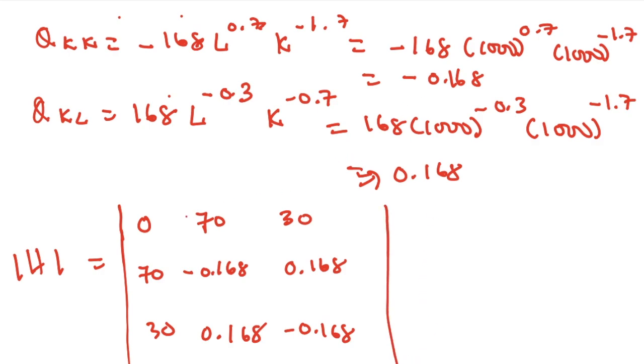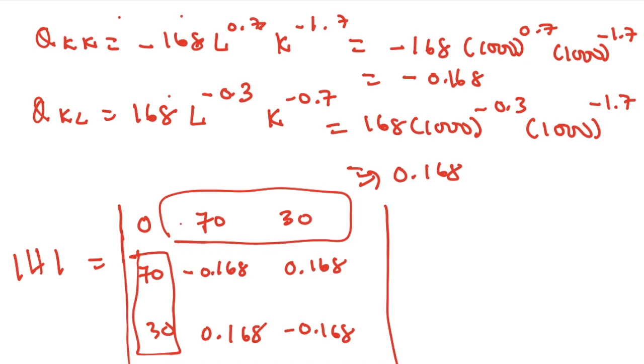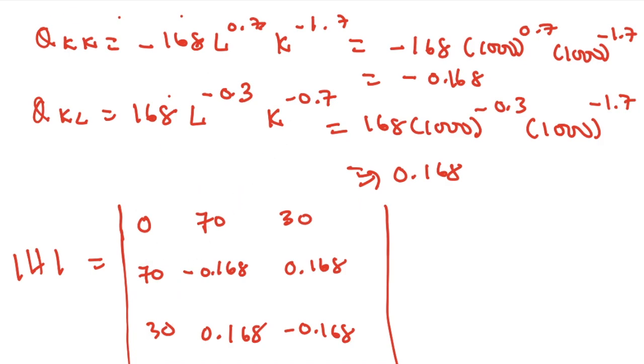Why is it called bordered Hessian matrix? Because it is bordered by constants. This is the border. Can you see it? I don't want to mess this up. Next, what you should do is to find H2.